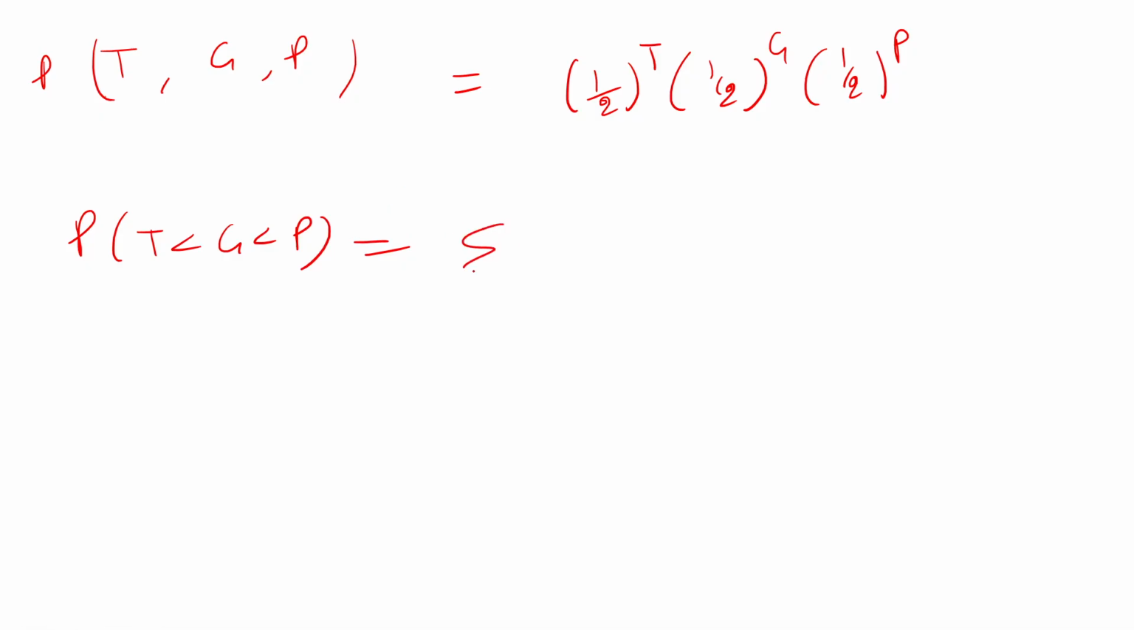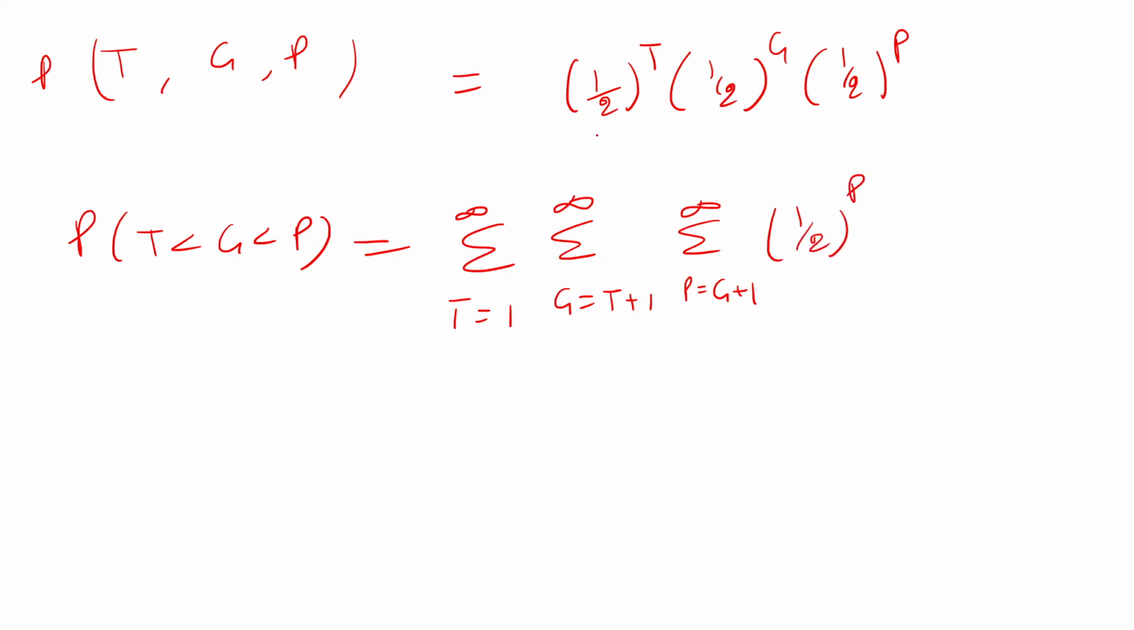So t can start with 1 and it can have any value, and g can start with t plus 1 and can have any value. I don't really care. And p can start with g plus 1. It can have any value. I don't really care. So let's forget about these two terms. Let's do the first sum, 1 by 2 to the power p. I'm just putting them here because they are not concerned. They do not feature inside this. Inside is only p.